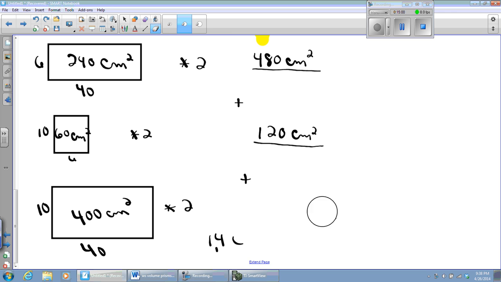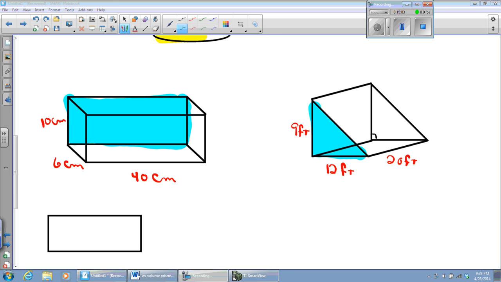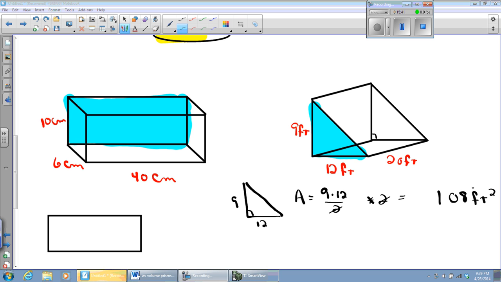Okay, the triangular prism, hold on, let me pause this. Okay, so we're going to break down this triangular prism. And of course, I know this triangle here is 9 by 12, and there's two of those. So I'm going to draw the triangle. Okay, and I know it's 9 by 12. And its area is going to be 9 times 12 divided by 2. And there's going to be two of them. Now, if you want, you could just cancel out the 2's and just do 9 times 12, which I believe is 108 feet squared. Okay, so that's fine.